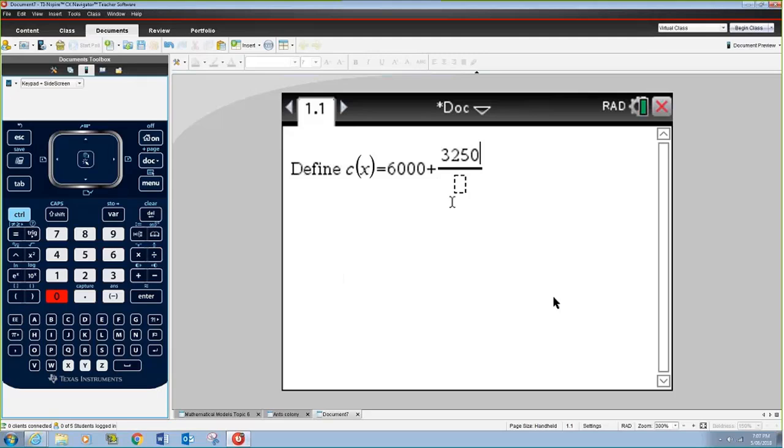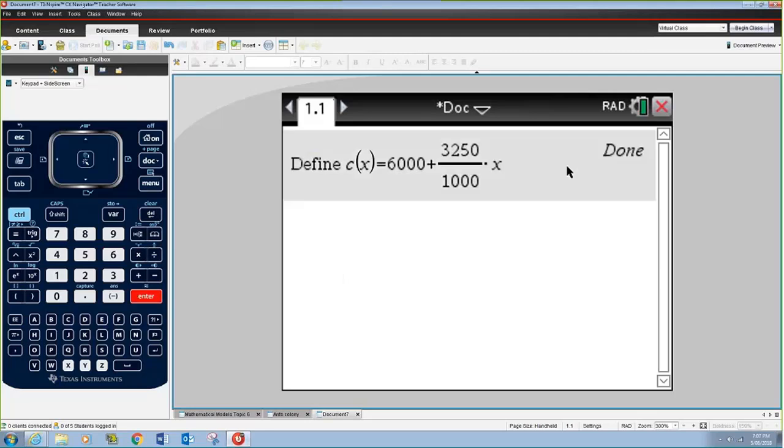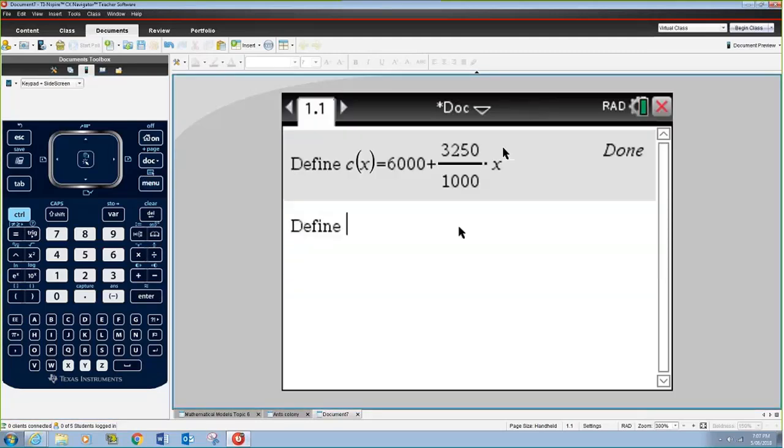So if we divide by 1,000, it is the cost per book, and multiply times X. So that's how we define the cost function, and then we do the same thing and define the revenue function. Students should know that the calculator does not distinguish between capital and small letters, so they can't use capital ones and small other ones. It will not make any difference.